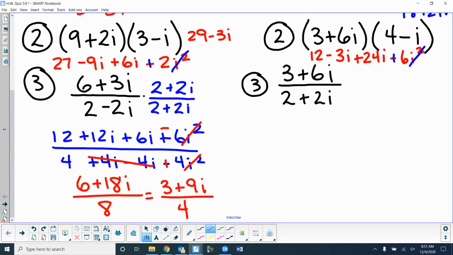Okay, Trenton? What do I multiply this top and bottom by? What else? What else? What did I do here? Look. What do I do over there?